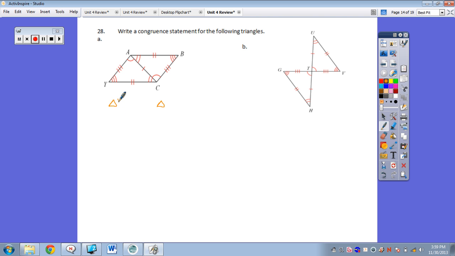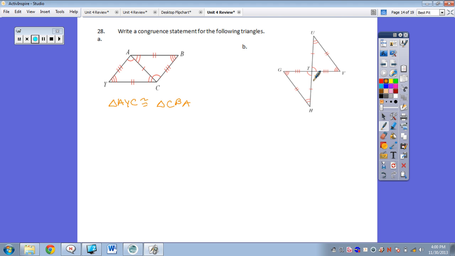I'm looking at triangle AYC, and I want to say that triangle is congruent to, well, A has to go with angle C down here since they have the same mark. Y has to go with angle B since they have the same mark, and that leaves us with A in this triangle has to go with C in this triangle. So that's your congruent statement.